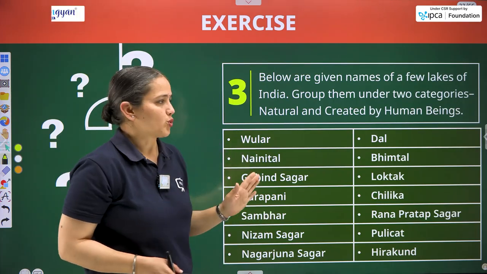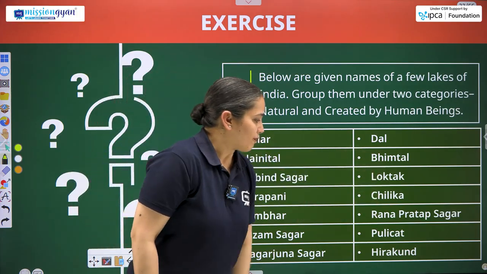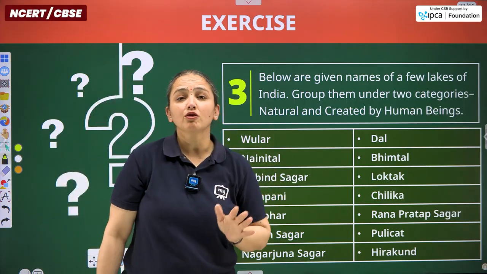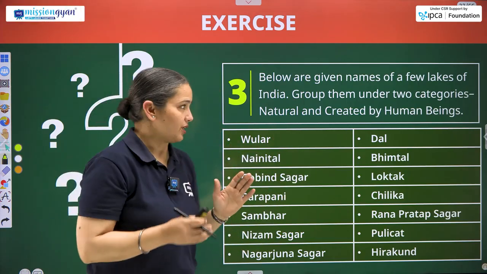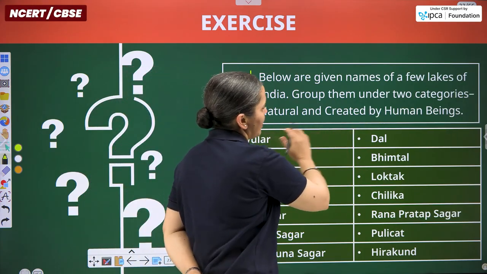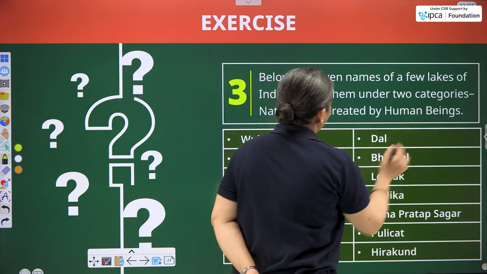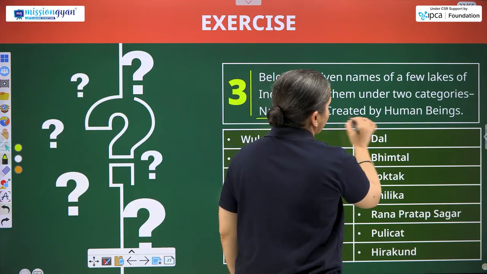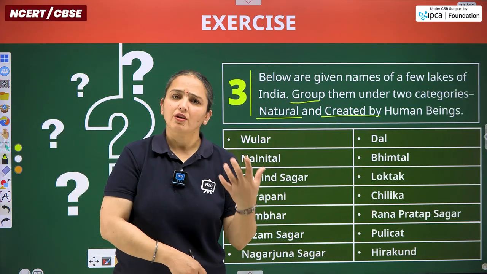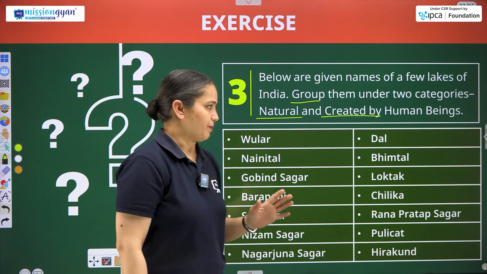So prominently those ones. Here is the list of some lakes, and we have to put them in the categories of freshwater and saltwater lakes. Here is the question: below are given the names of a few lakes of India. Group them under two categories, natural and created. So artificial, and the fresh and salty, both of them.